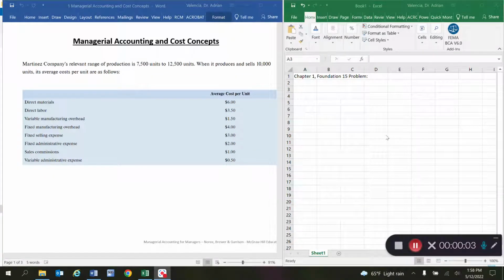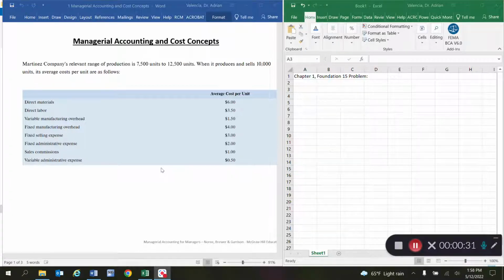In this video, I'm going to go over the Chapter 1 Foundation 15 problem. And you can find this problem at the end of the chapter. Each chapter afterwards will also have what is referred to as the Foundation 15 problem. And I like going over these specific problems because they go through all or most of the things that were addressed within the chapter itself.